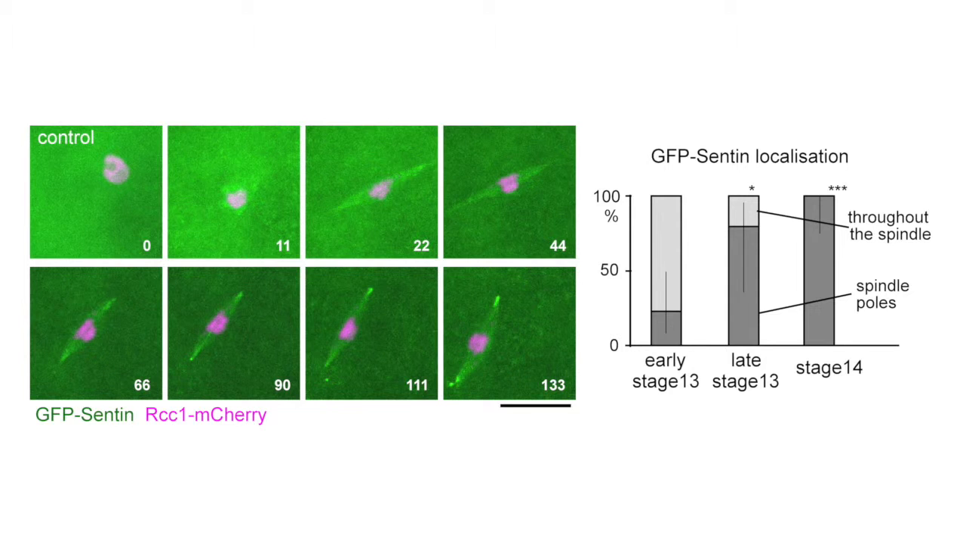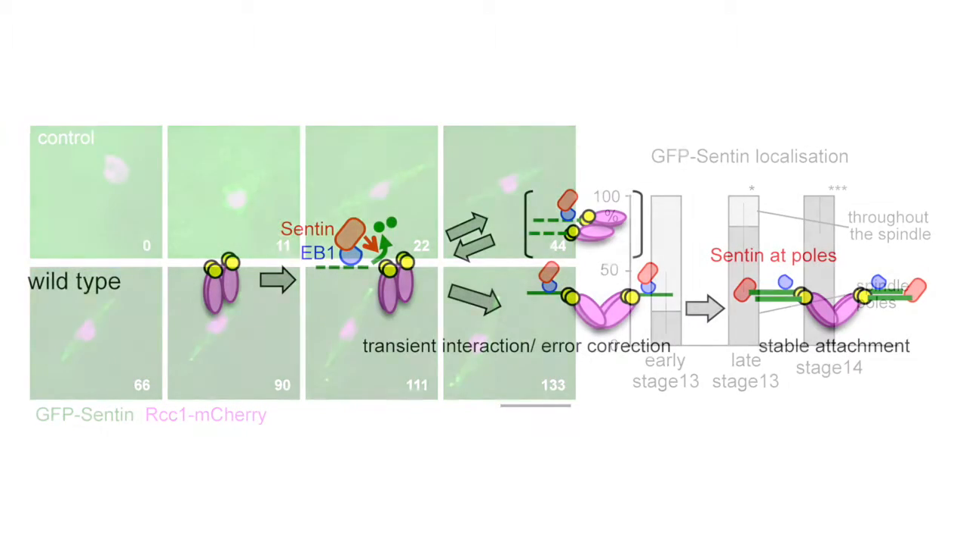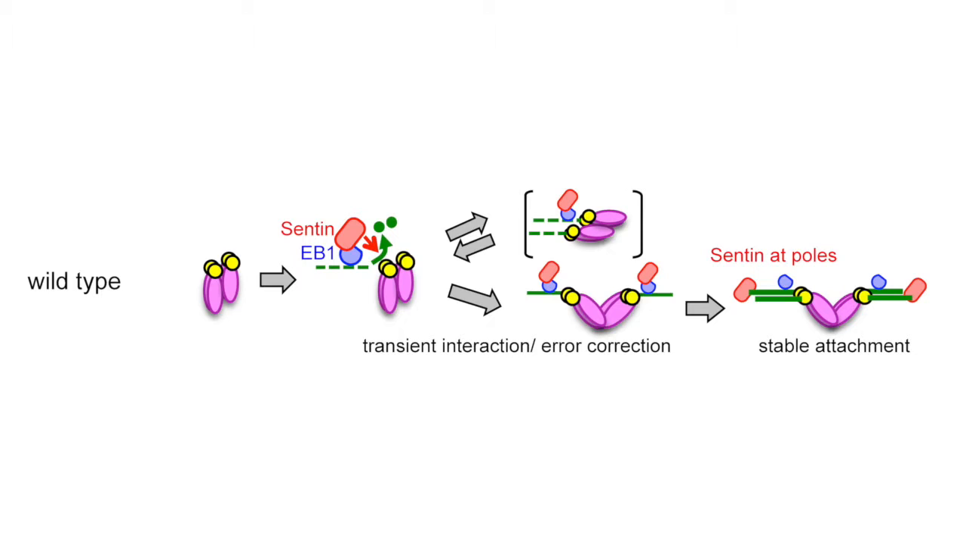In the beginning of the spindle formation, Sentin localizes all over the spindle, probably representing where the microtubule plus ends are. And then after spindle bipolarity is established, Sentin gradually accumulates at the spindle poles. Sentin is a catastrophe promoting factor. So this shift away from the chromosomes to the spindle poles may stabilize kinetochore microtubule attachment at a later stage of oogenesis. That's just a hypothesis.